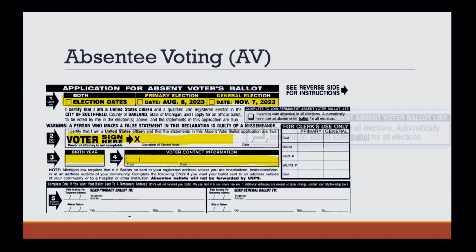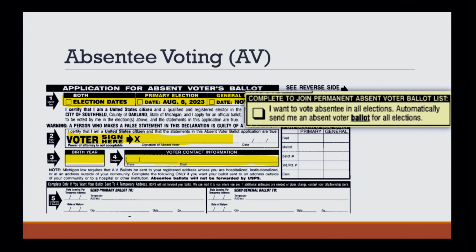But on the new application for this year, there's a box that says, "I want to vote absentee in all elections. Automatically send me an absent voter ballot for all elections." So this box, starting the November election, instead of continuing to get the applications in the mail, you'll automatically get your ballot. And a signature is required in order to get your ballot.